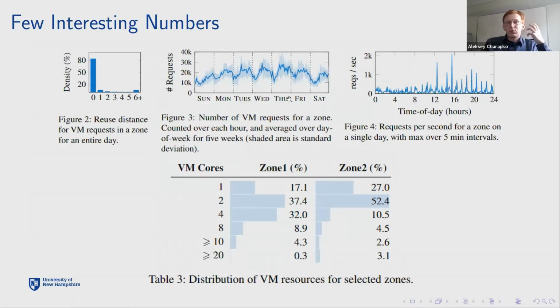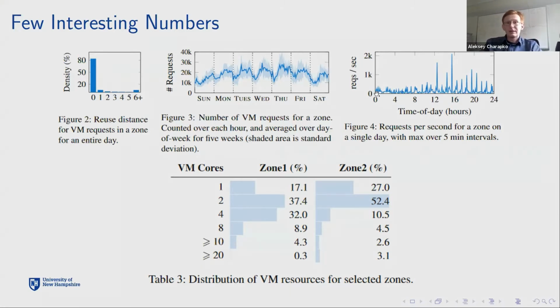A few interesting numbers that kind of drive the design decisions for Protean, in terms of how well it needs to perform, what the expectations are. I'll start with figure 4. In figure 4, on the right hand side, it tells how many requests for virtual machine allocations can happen in any given second, so the throughput in terms of virtual machine allocations per second.